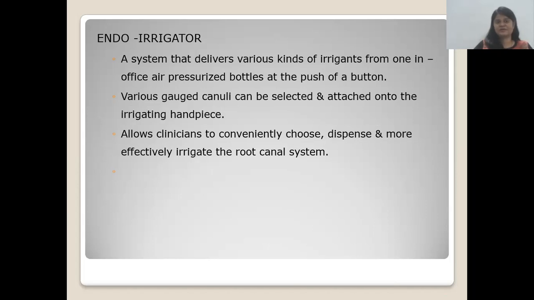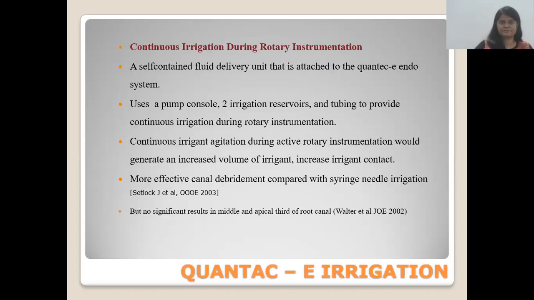Another system is the endo-irrigator system, which delivers various kinds of irrigants from one office air-pressured bottle at the push of a button. Various gauge cannulas can be selected and attached to the irrigating handpiece, which allows the clinician to conveniently choose, dispense, and effectively irrigate the root canal system.